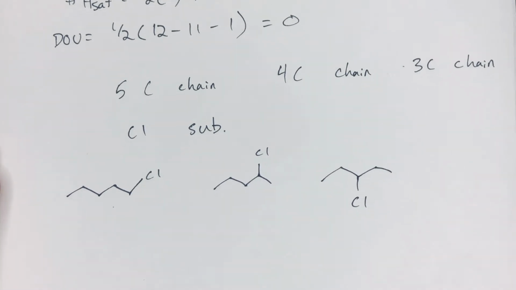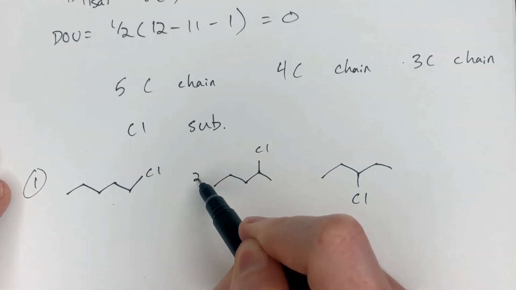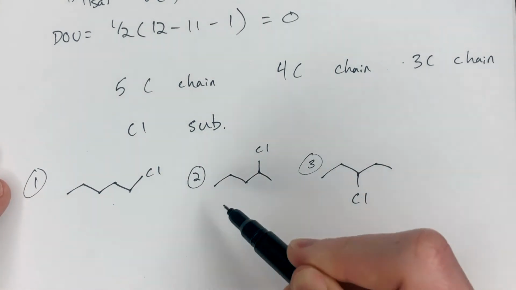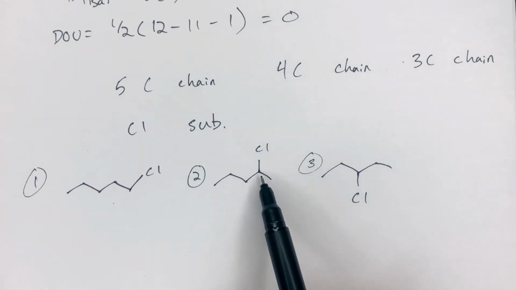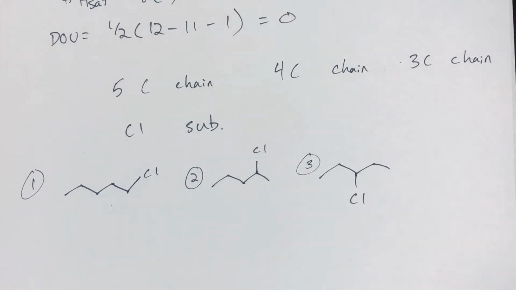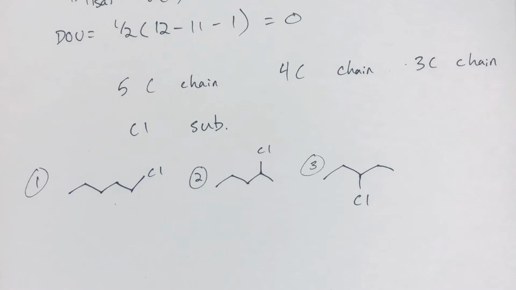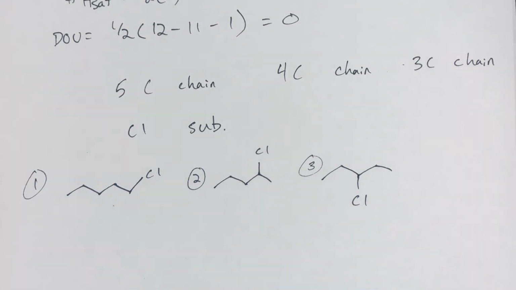Now, it's important to mention here that this second option, so I'll label the distinct ones, this second distinct structure is chiral. That carbon bound to the chlorine is chiral, this one. So there would be two stereoisomers, but it's important to keep in mind that this question is only asking for the structural isomers, so we're not going to concern ourselves with R and S, enantiomers of option 2.